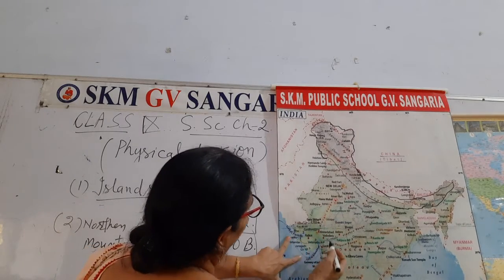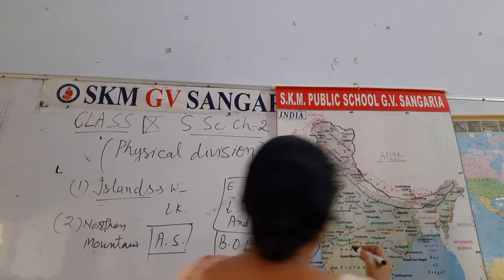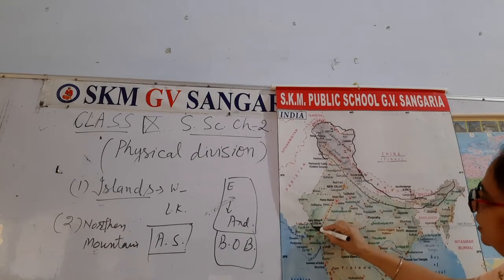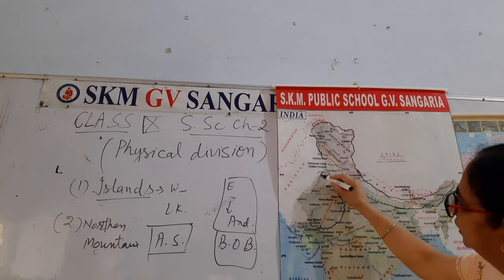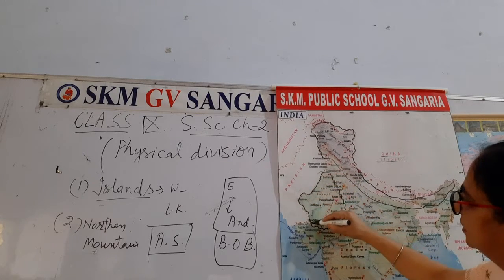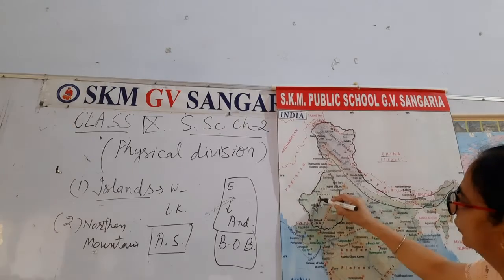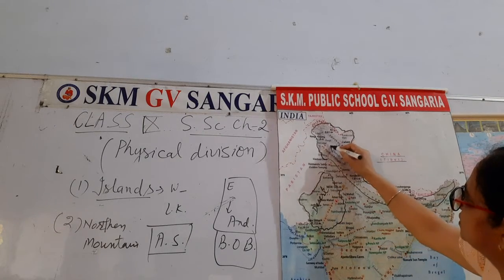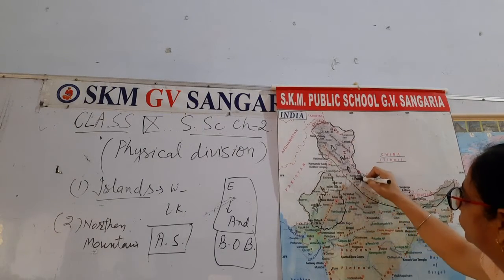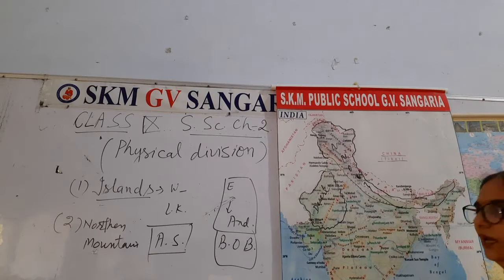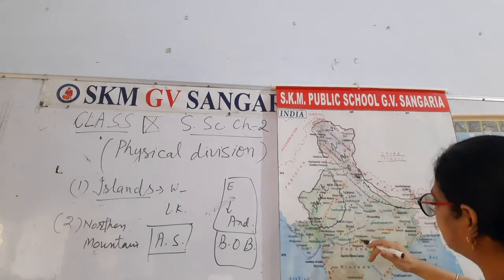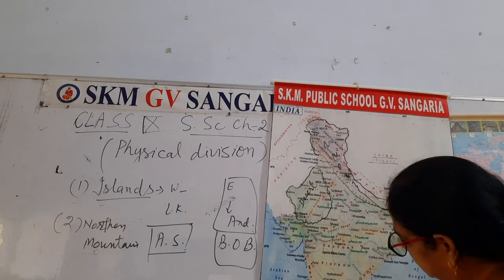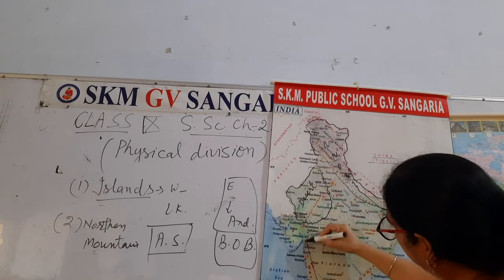Then this area of Rajasthan, it is desert, easy to locate. Desert, northern mountains. Okay, you may write in this way. Then I have told you islands on both sides of India. Then you may take these islands, nearby the sea.